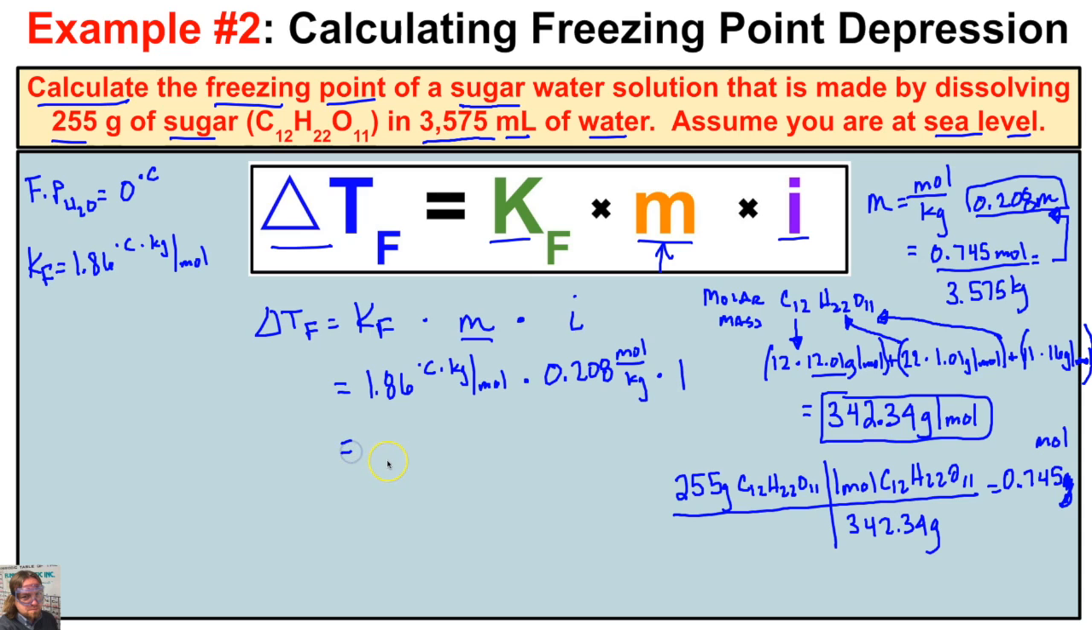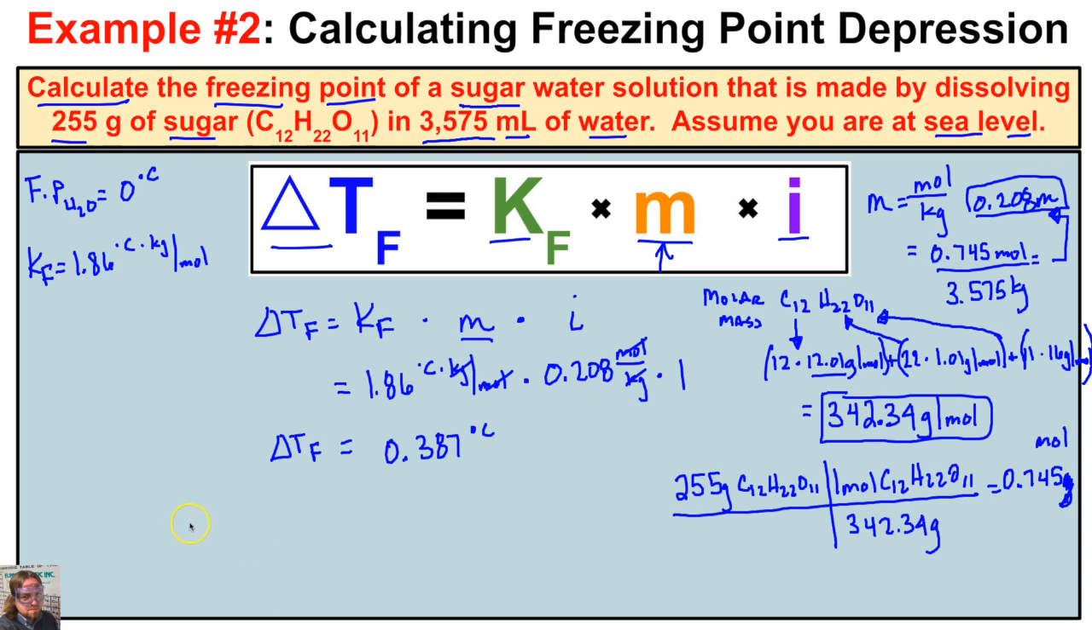So we'll put this in our calculator now. We'll take 1.86 times 0.208 times 1. And we're going to end up with 0.387 degrees Celsius. This cancels out with this, and this cancels out with this, leaving us with degrees Celsius. But this is just our change in the freezing point.